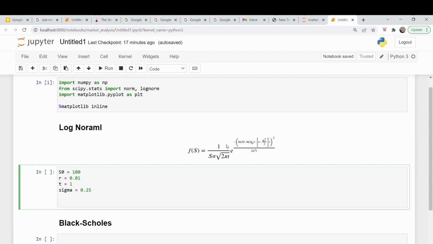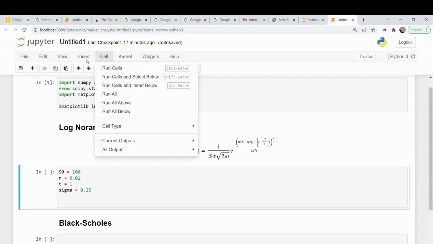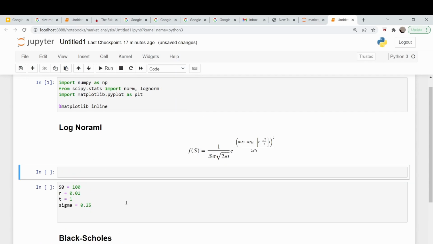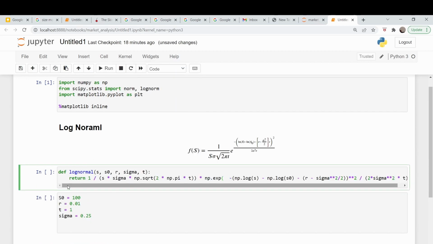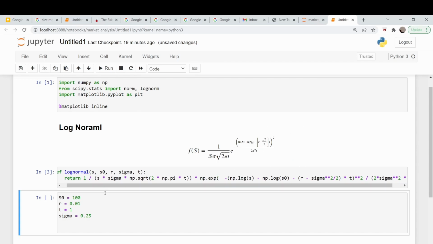Good. I'm going to write a function now to implement this equation here, and I'm going to do it in a cell above this one. Cell, insert. So here's our function. It just takes the arguments here, stock price, initial price, rate, volatility, and time, and it just returns this equation right here. So let's just run that cell, and let's plot this out.